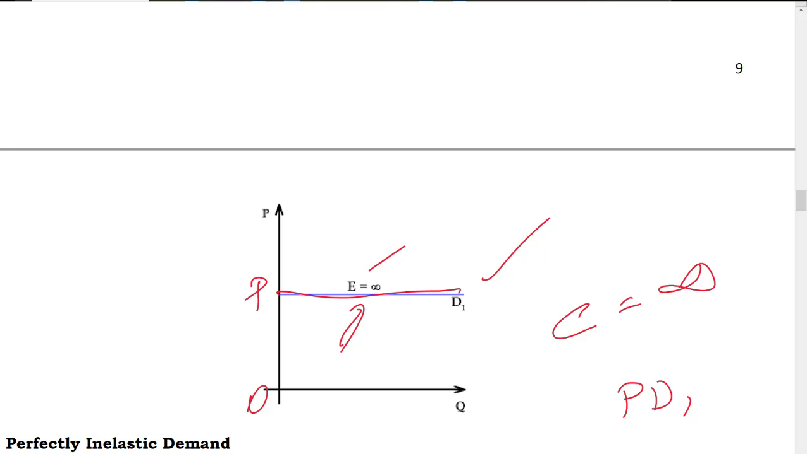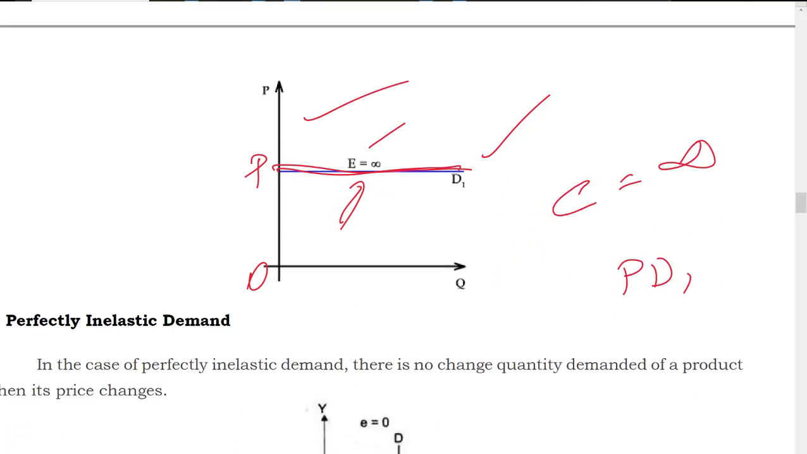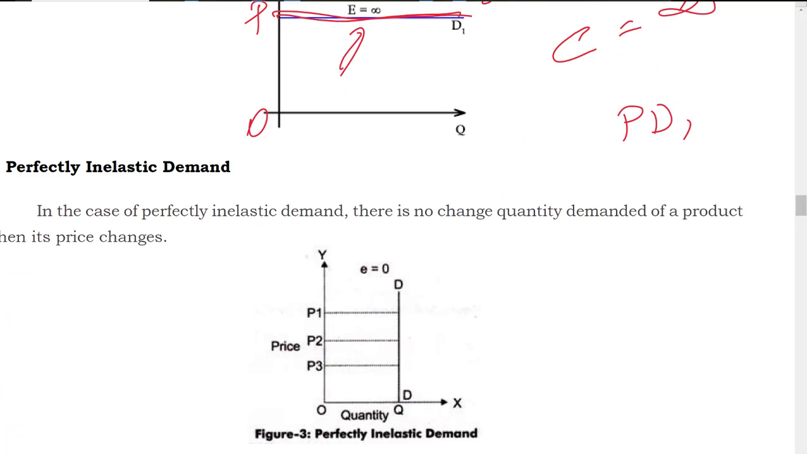You decrease the price, all the customers will buy the commodity from you, but you increase the price, nobody will come to purchase your commodity. Your demand or the quantity demanded of your commodity will be 0. So that type of demand curve is a perfectly elastic demand curve, a demand curve with a horizontal straight line shape.